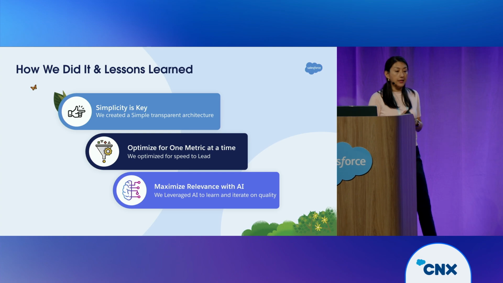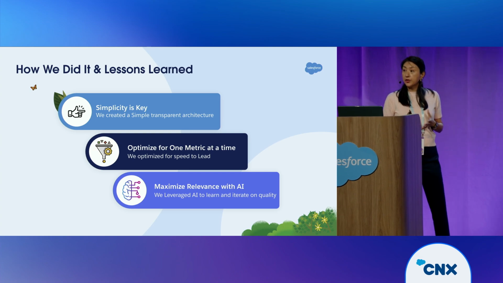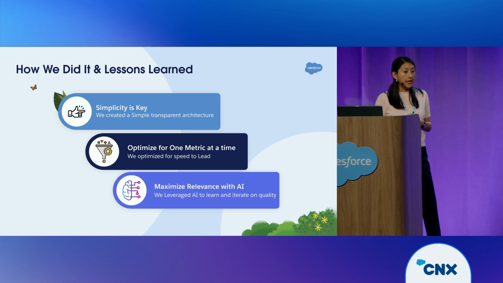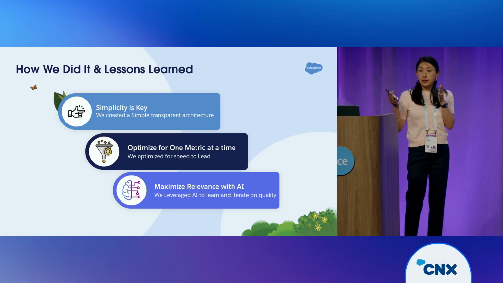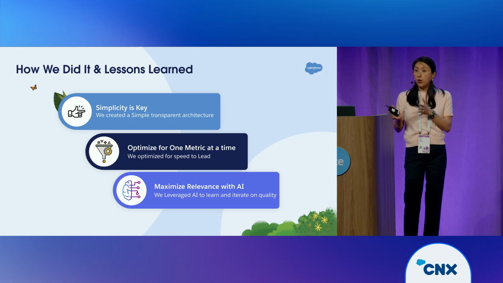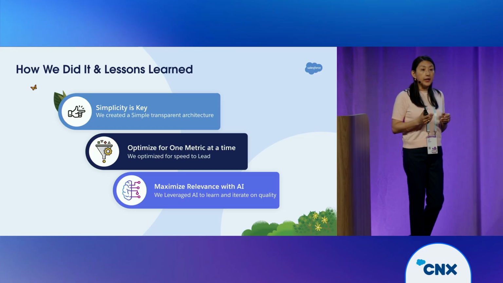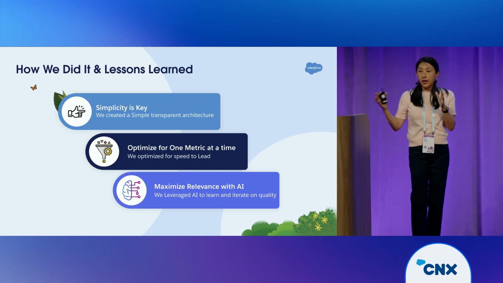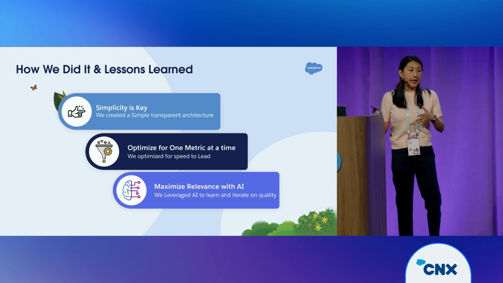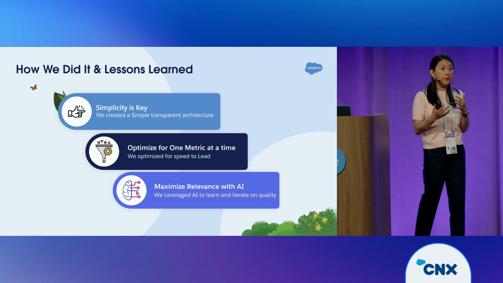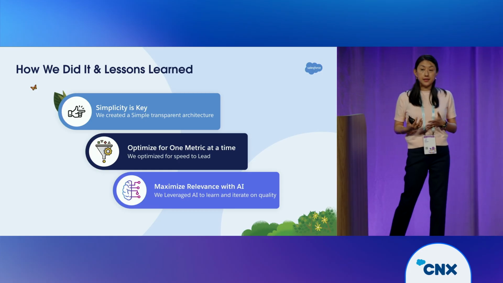And then optimizing for one metric at a time is also a key lesson, I would say, because focusing on the speed to lead, the goal to bring it from over 20 minutes down to less than a minute, really allowed us to see what needs to be part of the MVP and what can be a fast follower. So it really made it easier for us to make that decision.